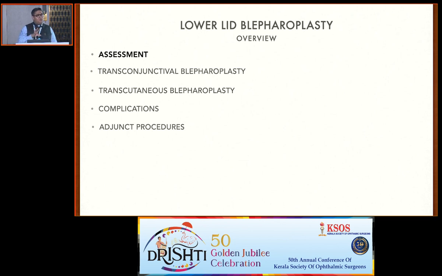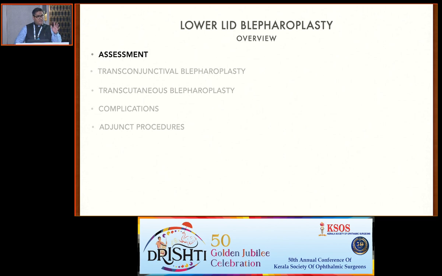So on my talk, I'm focusing only on lower lid blepharoplasty. And these are the 5 subheadings that I'll be talking about. Basically, assessment of a patient. What do we look for? How do we advise what type of blepharoplasty is needed? What complications are possible? And now, what adjunct procedures can we do along with a blepharoplasty?